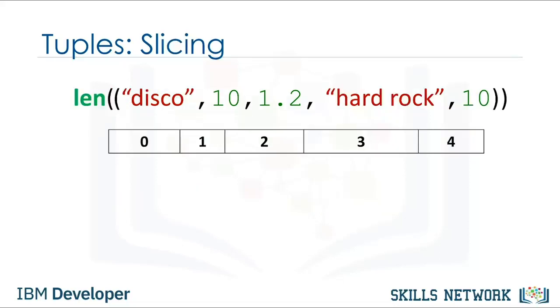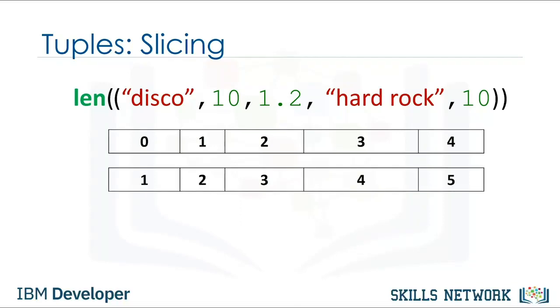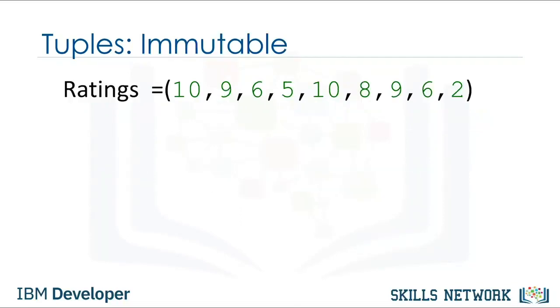We can use the len command to obtain the length of a tuple. As there are 5 elements, the result is 5. Tuples are immutable, which means we can't change them.